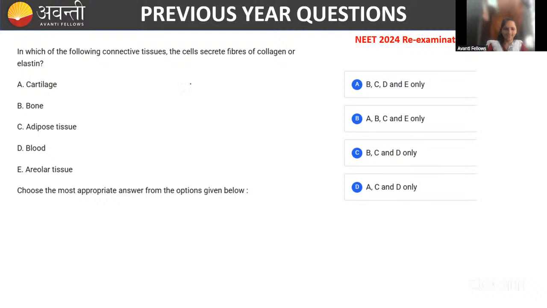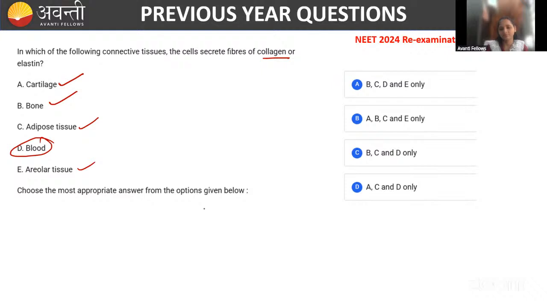Okay. Cartilage, we already told, right? The cartilage is going to produce the collagen. The cartilage is having the fibers, right, guys? Then coming to the bones. Bones is also having the fibers, guys. Then coming to the adipose tissue. Yes, adipose tissue is also having the fibers. Then coming to the areolar tissue. Obviously, areolar tissue we studied that is having the fiber. Right. Then which one is not having the fiber?